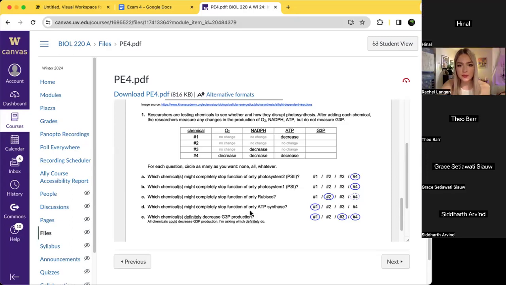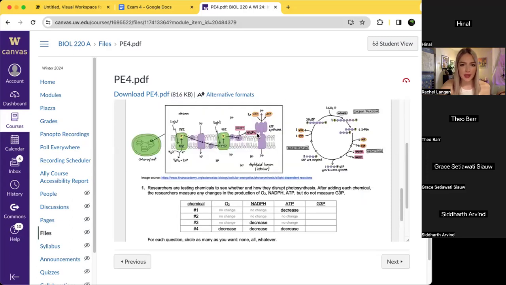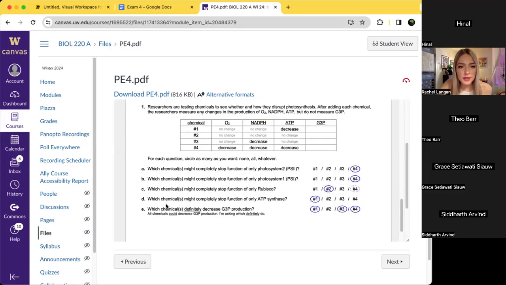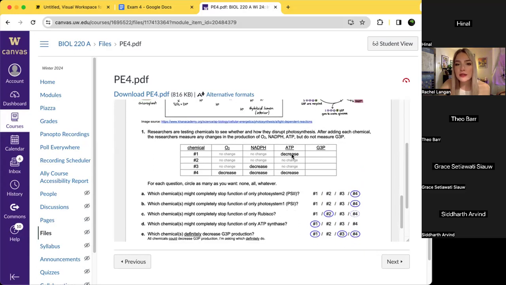D. That one should be pretty straightforward if you just impact ATP synthase. That's not going to affect anything but the production of ATP. And then, what chemicals definitely decrease G3P production? So if you decrease ATP, that's needed for the Calvin cycle. So you shouldn't make G3P.